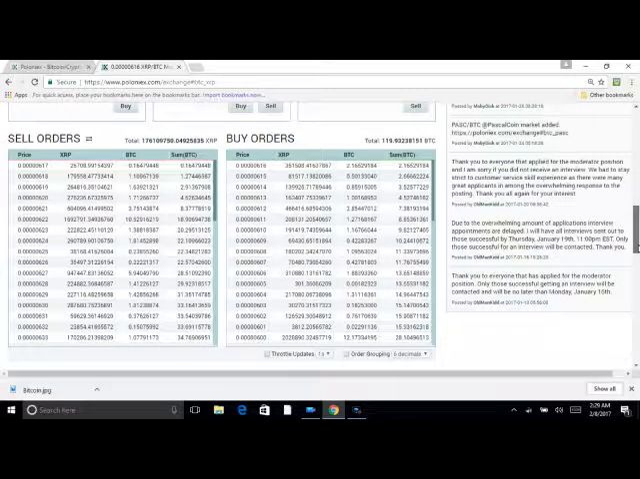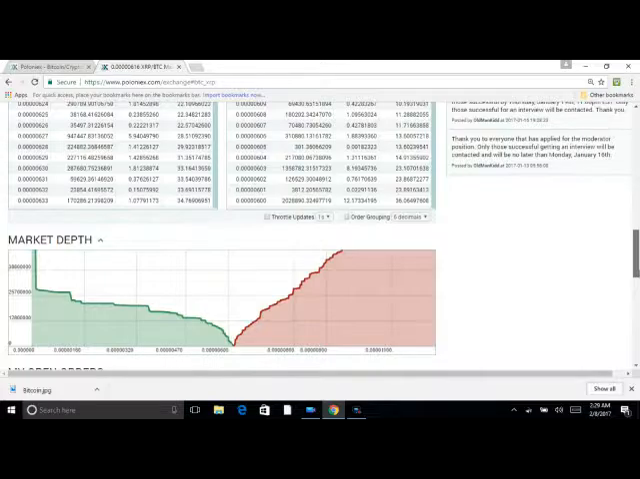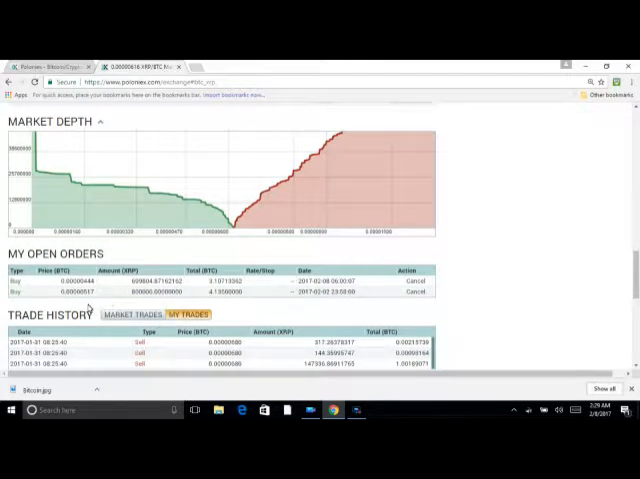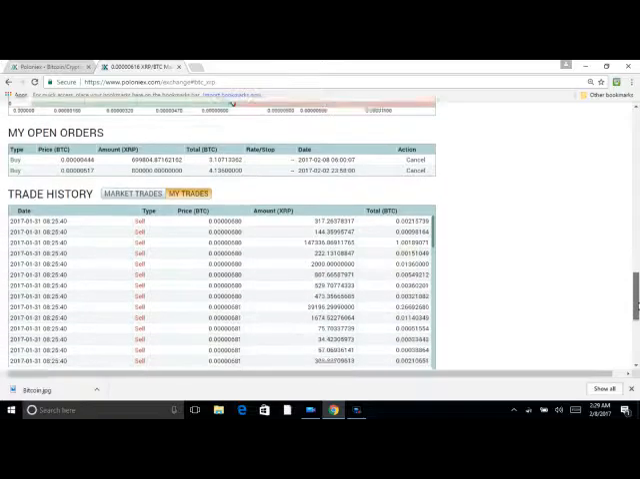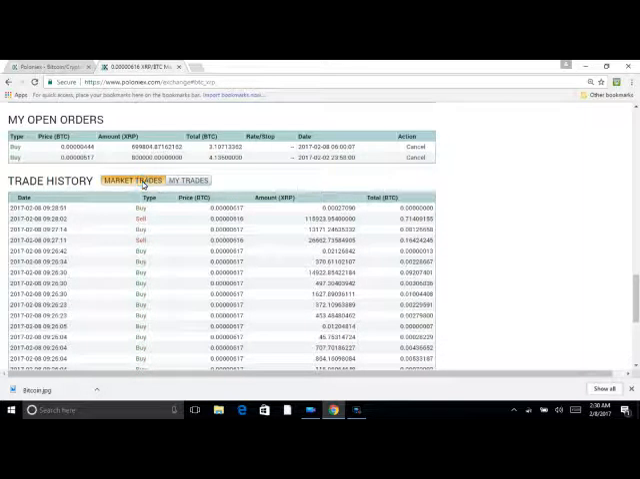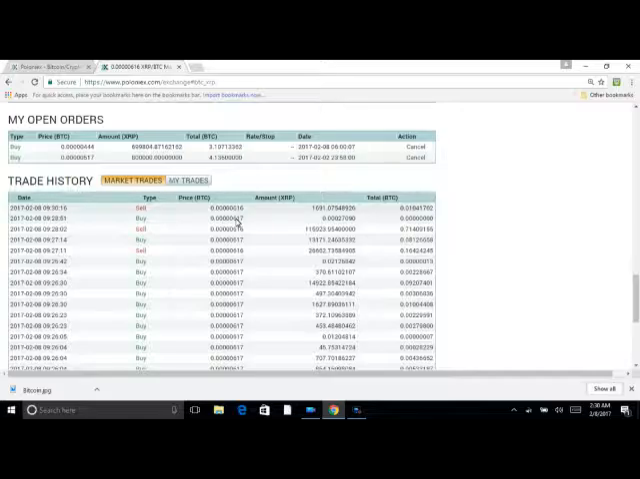Again, you can see all the buy orders, the sell orders, the market depth, my open orders, market trades, my trades. Same thing as all of them. They're all the same window. They all trade against Bitcoin. It's just a decimal point fraction of that coin, which is leveraging you into more coins.